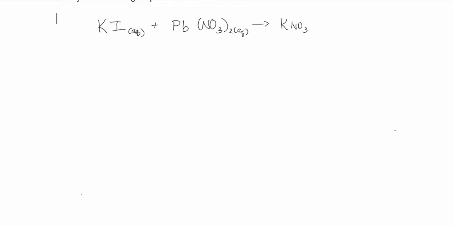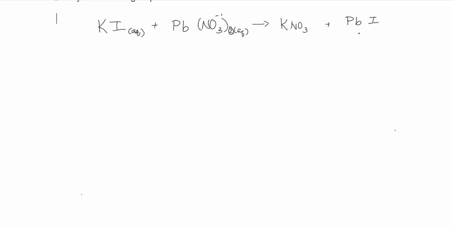And if I use my potassium to combine with my nitrate, then I must be combining my lead with my iodide. Now remember your charges when you're making these chemical formulas. So lead is a +2, and I know that because nitrate is a -1, and there are 2 of them. So lead is a +2, and iodine is a -1. So I must have 2 iodides here.